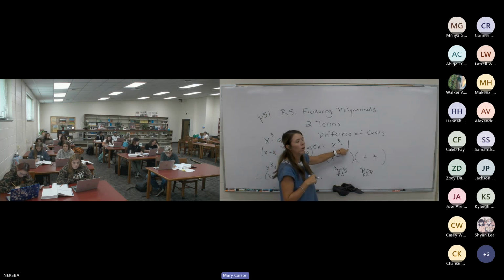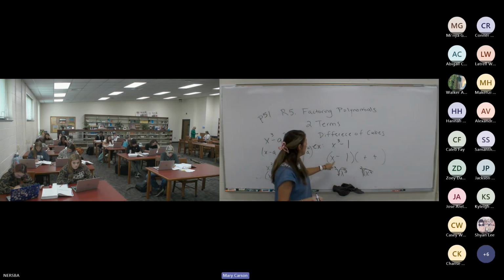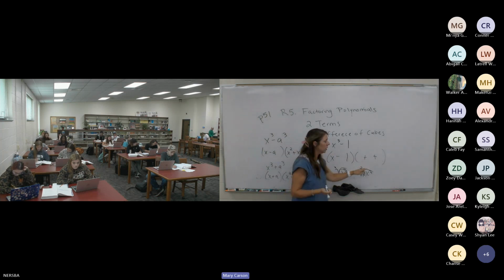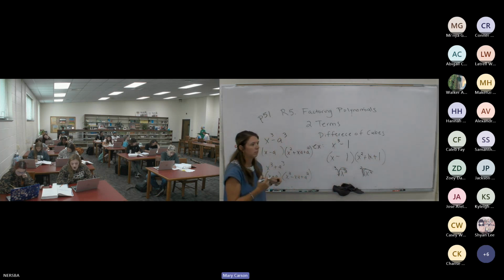What's the cube root of 1? Okay, and then to get the numbers that go in here, you square the first term, you square the last term, 1 squared is 1, and then you multiply these two numbers. Then I just factored it.